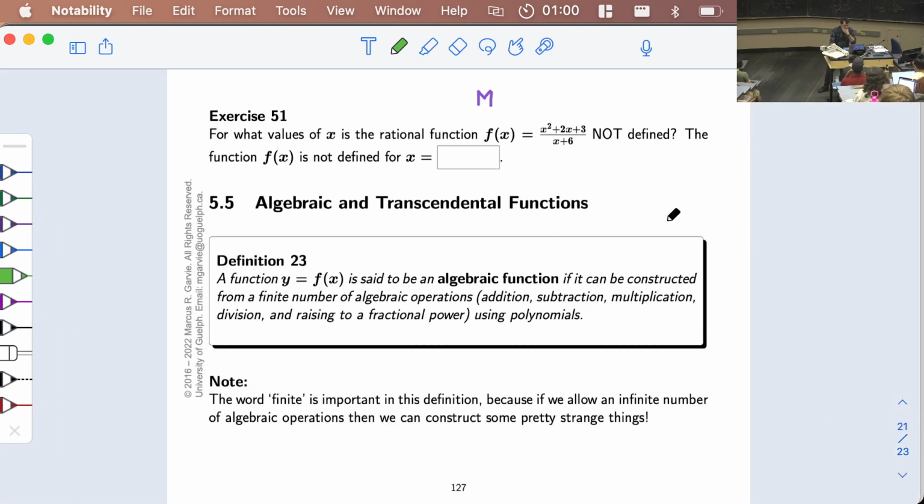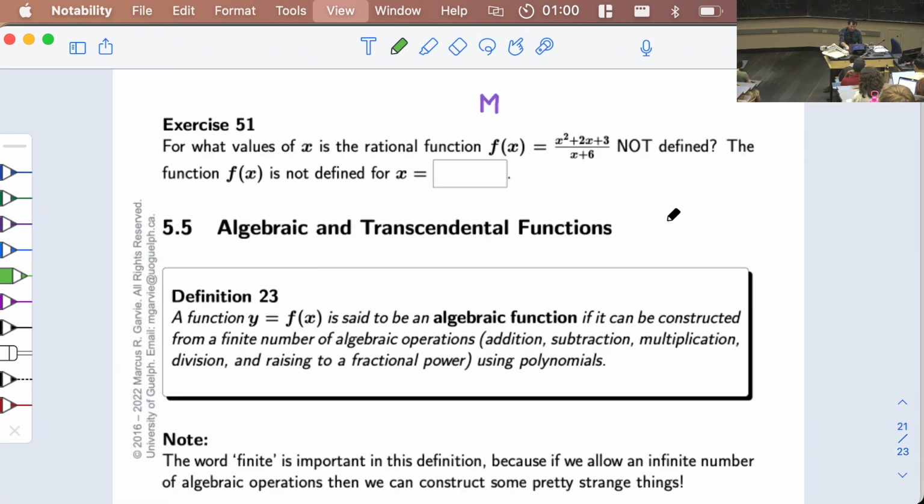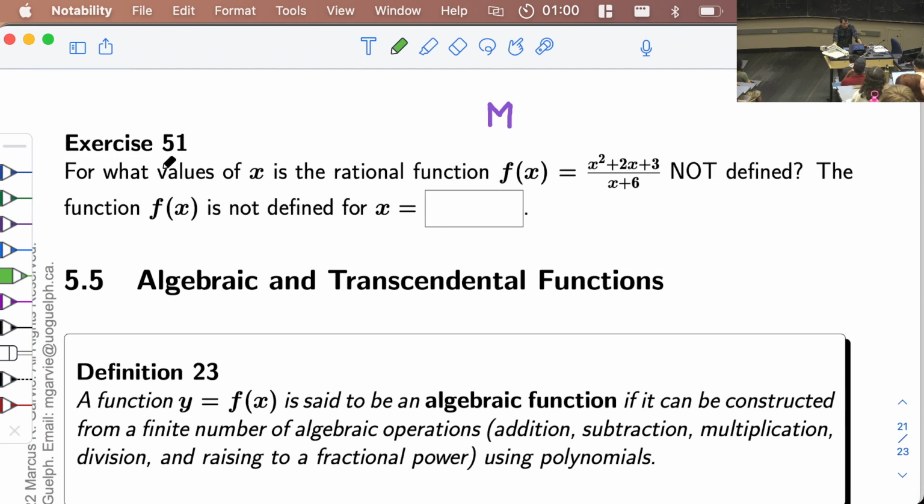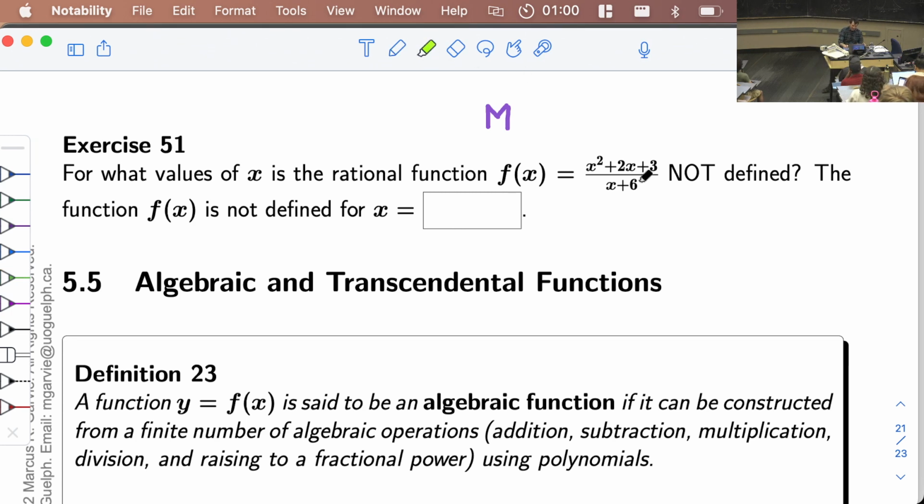Okay. So here's a little example of that. For what values of x is the rational function f of x equal x squared plus 2x plus 3 over x plus 6 not defined? You might think, oh, I need to factor the top or something. But where it's not defined only has to do with the bottom. So the only thing that matters is x plus 6. And it is not defined when x plus 6 equals 0. That's x equals negative 6. So not defined at x equals negative 6. That's something you're going to have to watch out for constantly. Dividing by 0, no bueno. Make sure you know it's not defined there.